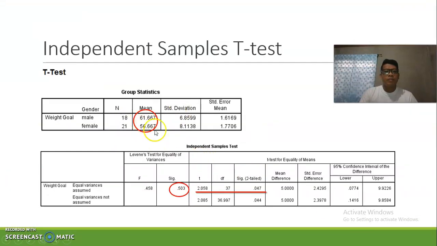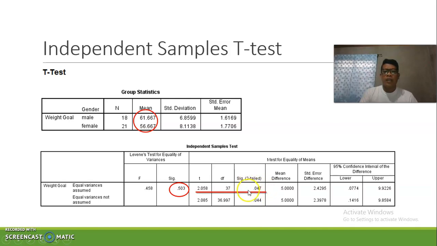So this is the output. If you look into the independent samples t-test table, how do we interpret the data? If the significant value here is greater than 0.05, we read it this way. But if the significant value here is less than 0.05, we read it below the table. Since this is less than 0.05, we are going to record the value of t here, which is 2.058, our degrees of freedom, which is 37, and our significant value, which is 0.047. So this is our focus now.